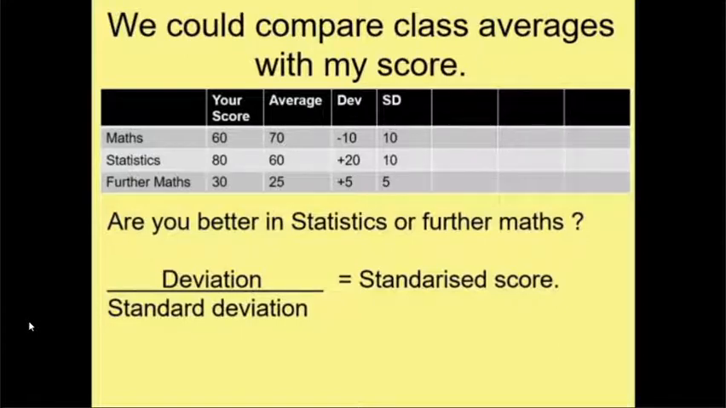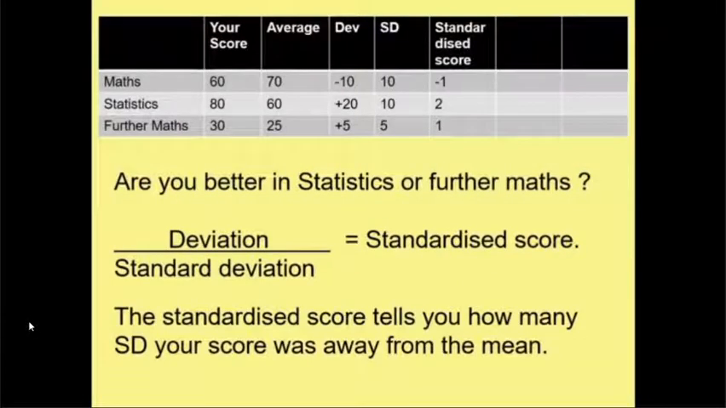Even that might be a bit more confusing. So what we like to do is standardise these scores. So I get your deviation and you divide these by your standard deviation. Okay, and this gives you -1, 2, and 1. Now, what it tells you is how many standard deviations your score is away from the mean. If you look at stats, your plus 10 is 2 standard deviations away from the mean, and your further maths is only 1 standard deviation away from the mean. So essentially, you did really well in stats.